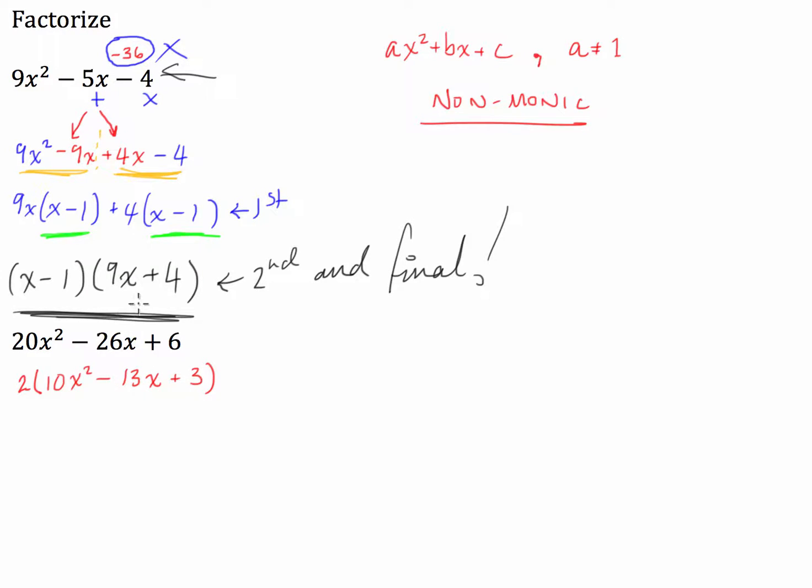And then from there, we're going to use exactly the same method as we did in the first one. We're going to multiply the front number by the last number, and that's going to give us plus 30. And we've got two numbers that multiply and then add. So two numbers that multiply together to give plus 30 and add together to give negative 13.